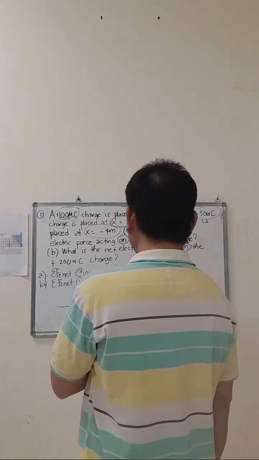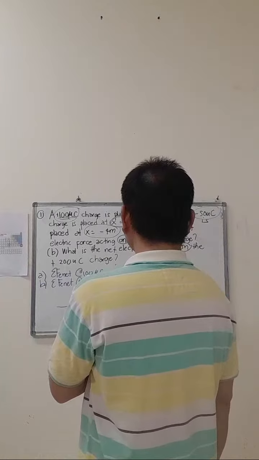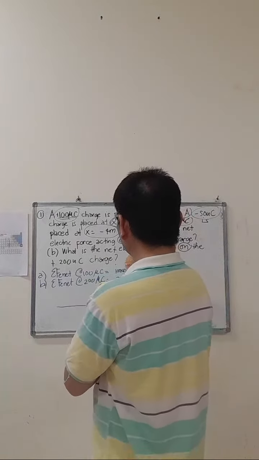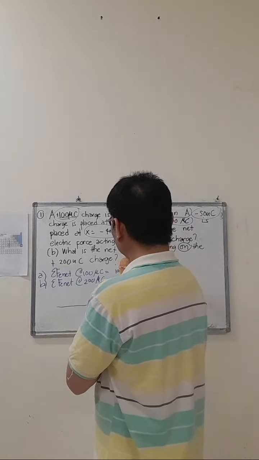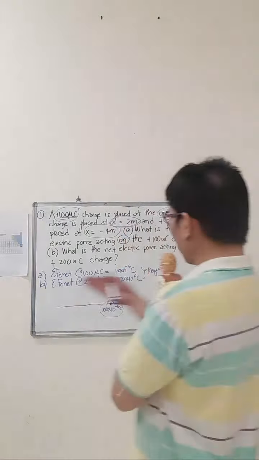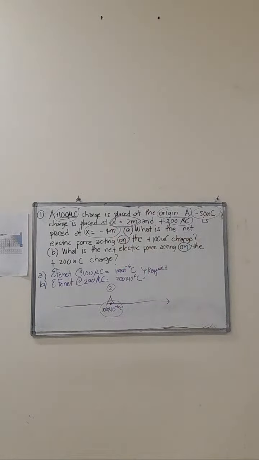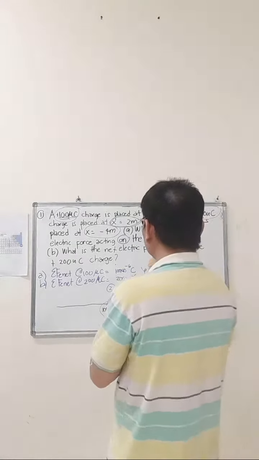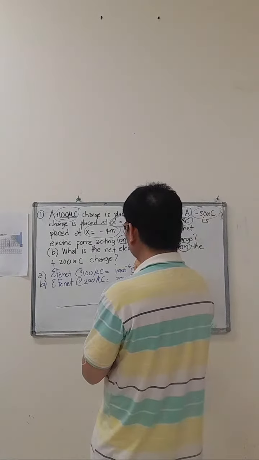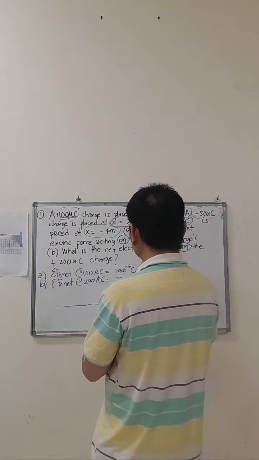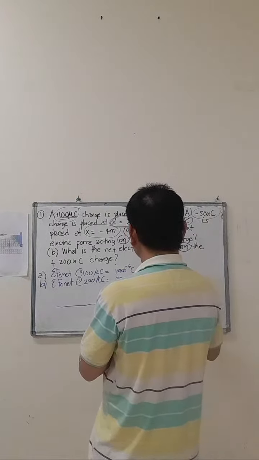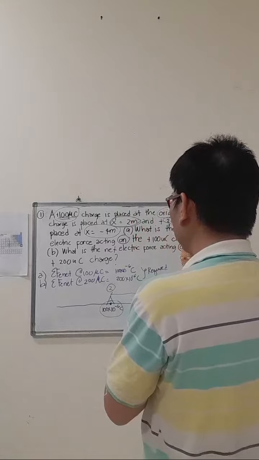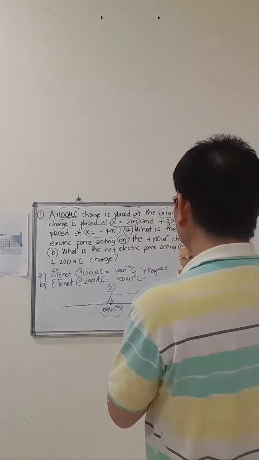Something like that. Because this is 100, right? The positive charge, it will be moving away from the center. If we have an electric field, it will move away from the center. That's why it's positive going to the right. Okay? This is 2 meters, like this. And this is your charge placed at x equals 2 meters.